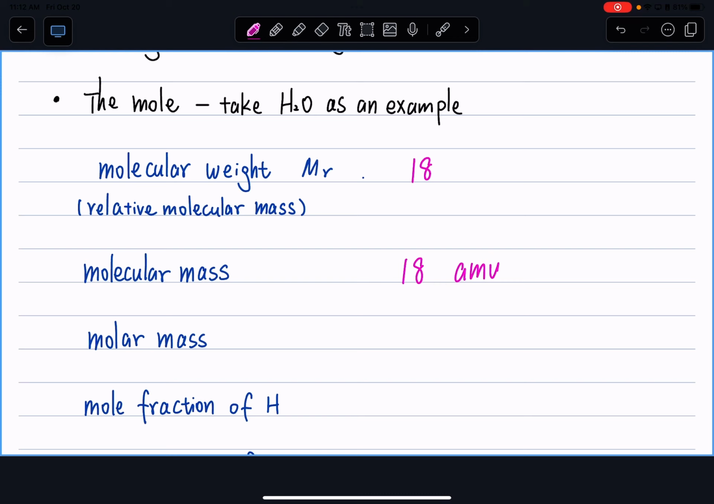All right. And then you have molar mass. Molar mass is talking about how much mass this substance has in 1 mole of the substance. So if this one we say it's M, this one is M divided by its number of moles. That gives you 18 gram per mole.